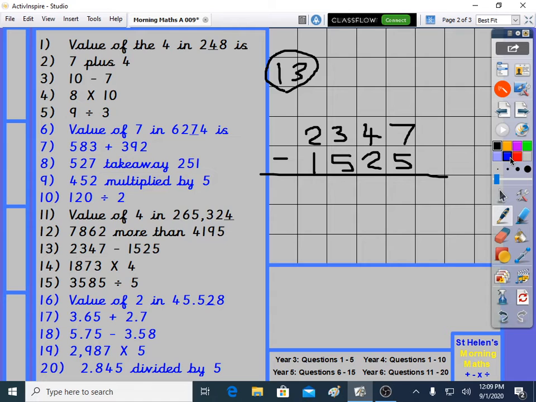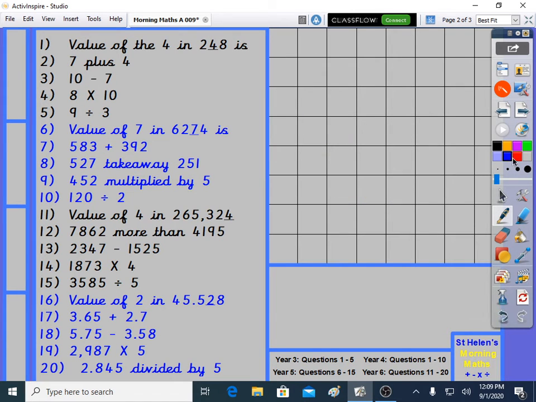Not much helping required or carrying or borrowing. 7 take away 5 is 2, 4 take away 2 is 2. They both worked, but then 3 take away 5 we get stuck on. 3 needs some help. 2 goes down to a 1, bring 1 over. 13 take away 5 is 8. 1 take away 1 is 0, which you could write, but it doesn't do anything. You don't have to write it. The answer is 822. That makes sense. Number 13, 822.